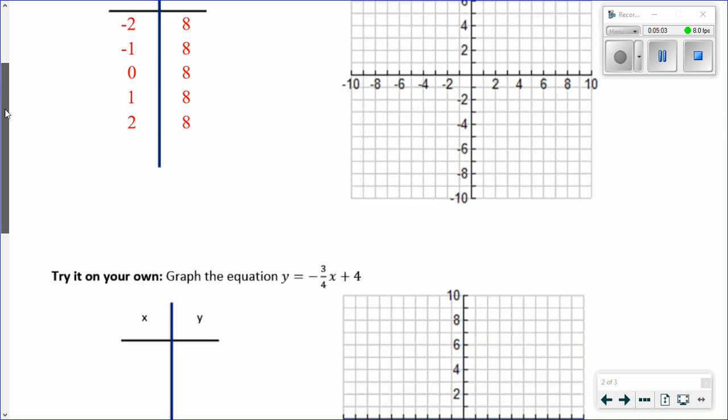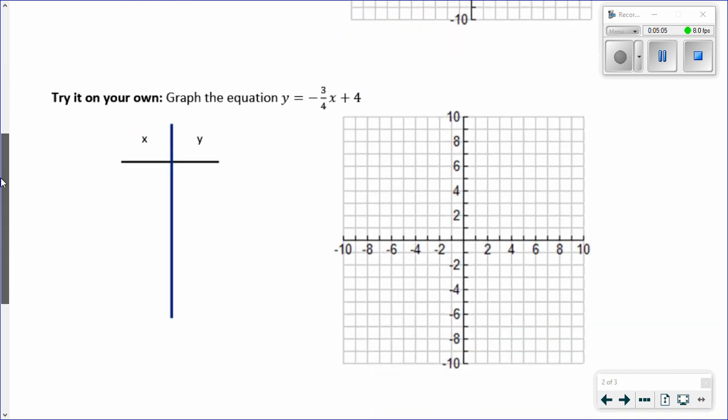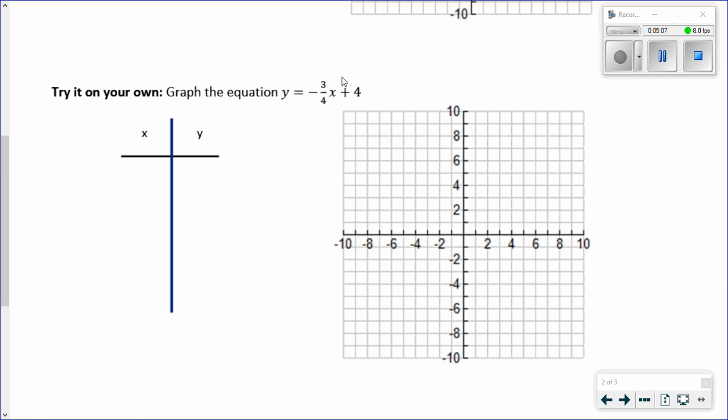All right. You guys are going to try this one. It's not as funky, but you guys can get some more practice. This one does have a fraction in it. So when it has a fraction, I strongly encourage you to pick numbers that are multiples of that denominator. I really hope you're listening to this video, because if not, it's going to be really hard.